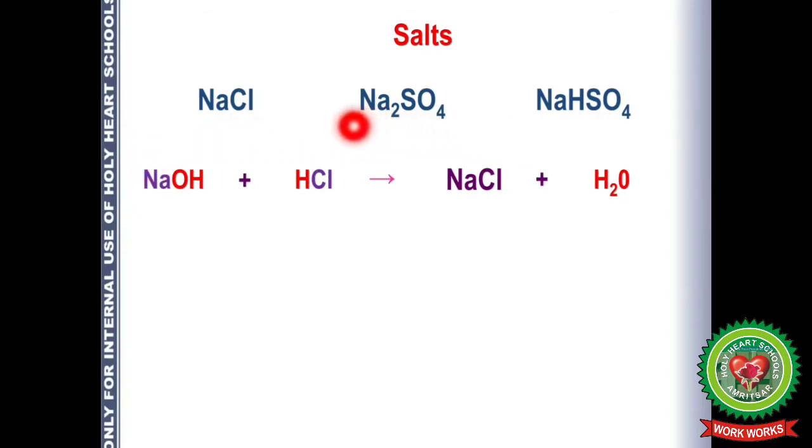Now for the second one, that is sodium sulfate, and the next one, sodium hydrogen sulfate. First let us see the sulfate, SO4, which is there in this salt, and hydrogen sulfate in this one. This particular anion we will get only when we are reacting with sulfuric acid. Similarly, when we want chlorine in a compound, we use the acid in which Cl is present. Similarly, if we want SO4 and HSO4 in a salt, we have to use sulfuric acid.